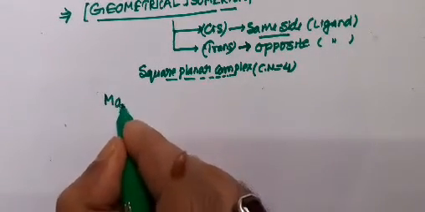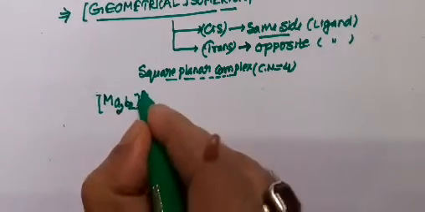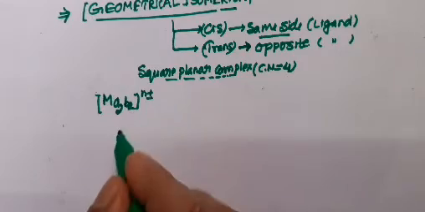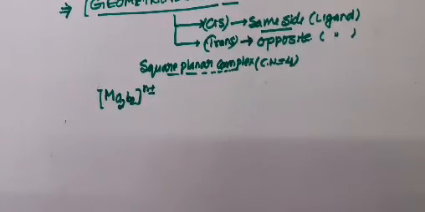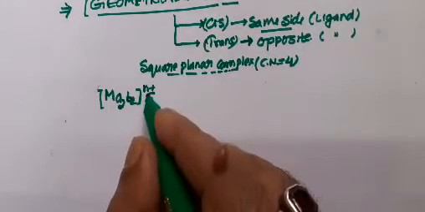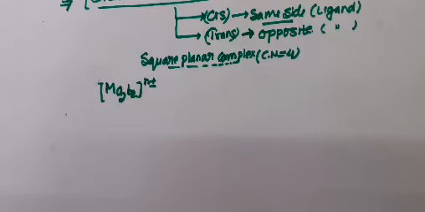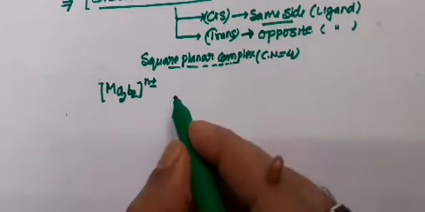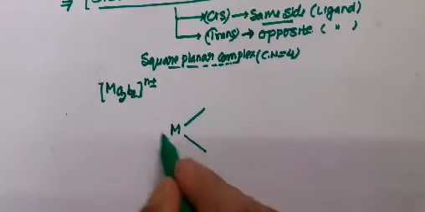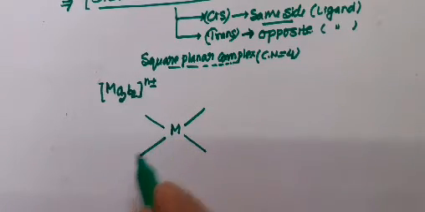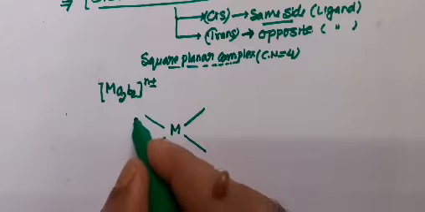So the first type is MA2B2 n±. A and B represent two different ligands. n represents charge, and plus or minus represents positive charge or negative charge. So first draw the square planar geometry. Here we have two different types of ligands, A and B.